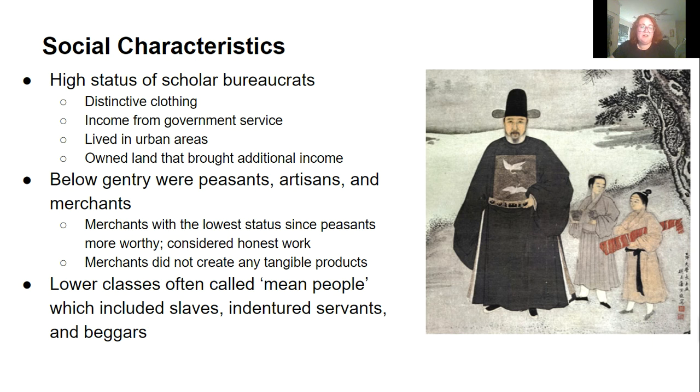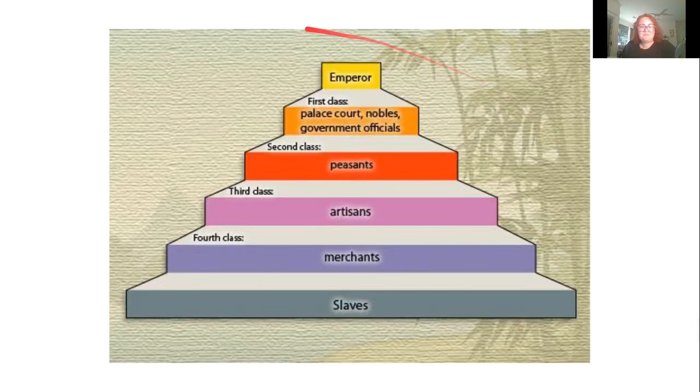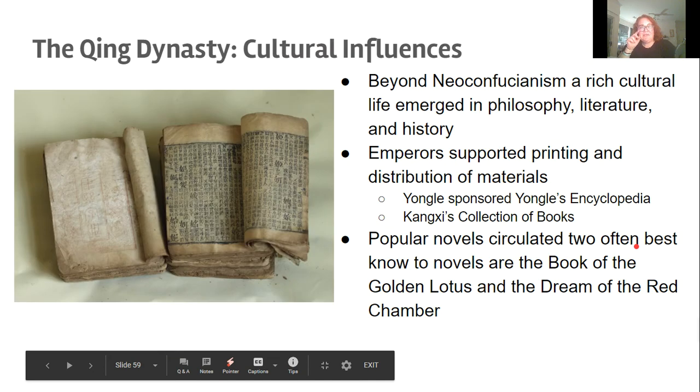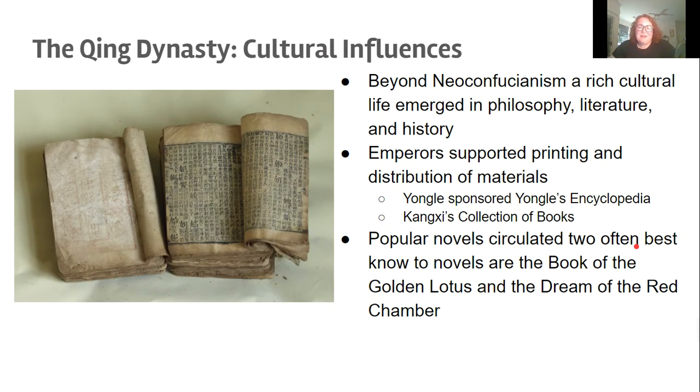But merchants were actually considered honest work. Peasants were deemed more worthy than merchants, because peasants were the ones who were working hard, while merchants were seen as not really being creative or hardworking. So, sorry, merchants. And then the lower level class were often called mean people, and these would be slaves, indentured servants, and beggars. So here's that social class that we see. Poor merchants.